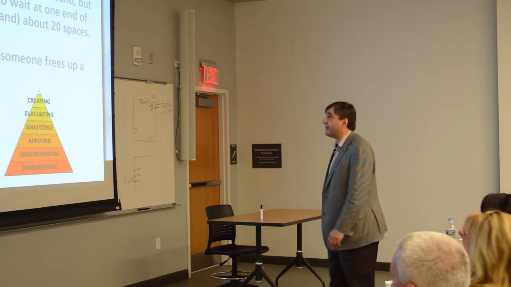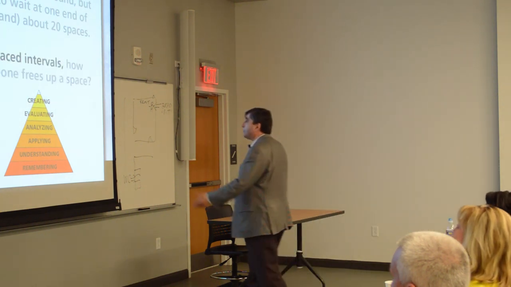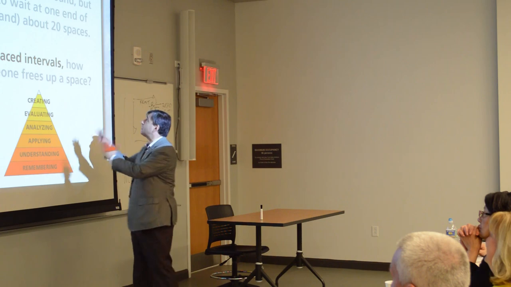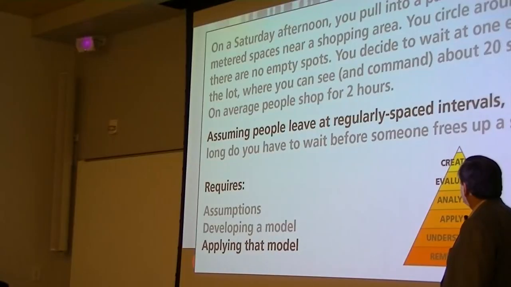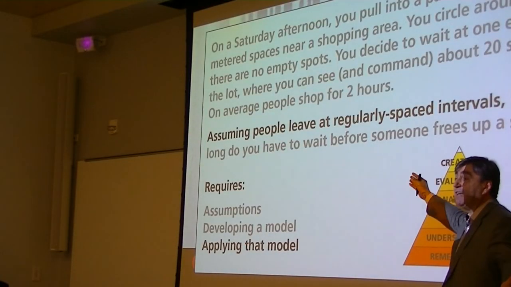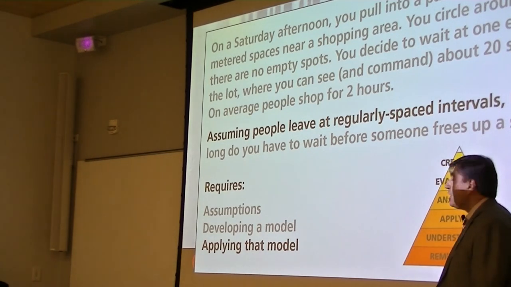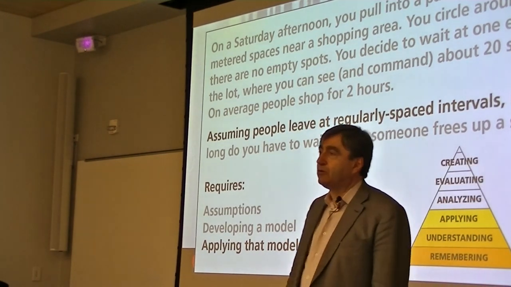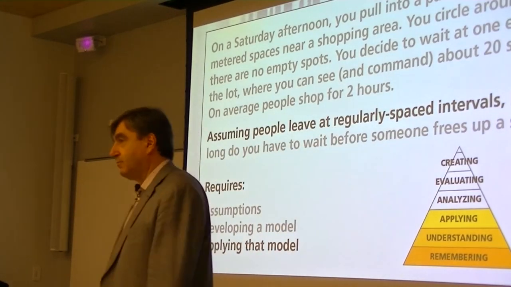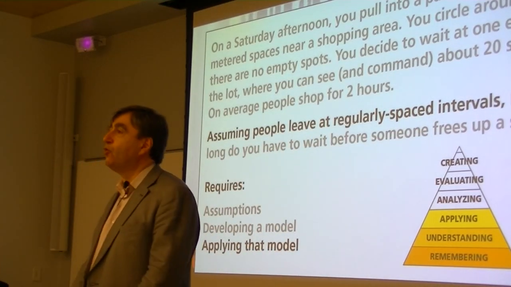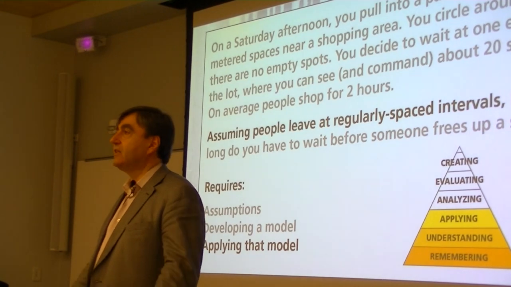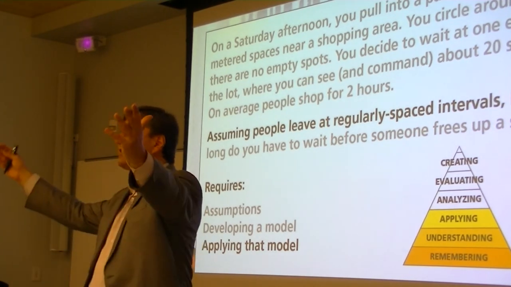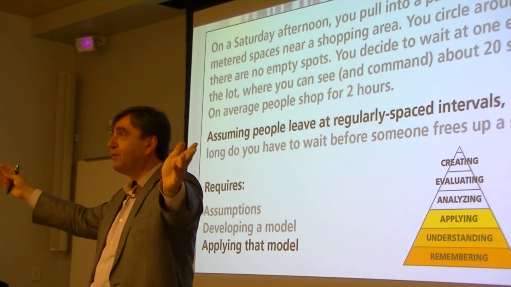So let's put the model in. Assuming people leave at regularly spaced intervals, how long do you have to wait before somebody frees up the space? And now we've given them the model in the text. On Bloom's taxonomy, we've gone all the way down to maybe the applying level, but the higher order thinking skills are no longer there. And still, they'd be furious. Professor, we've never done any parking lot problems.